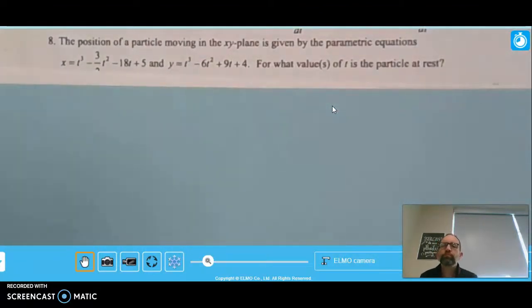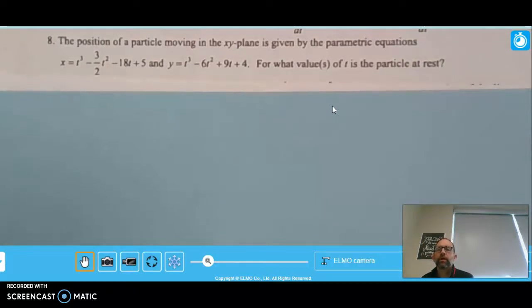So number 8, we have the position of a particle. We have parametric equations for the x and y coordinates. And then it says for what values of t is the particle at rest. So I know that the particle will be at rest when both the velocity in the x direction and the velocity in the y direction are 0.